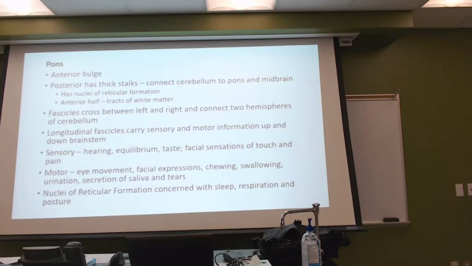Fascicles, if you remember, are bundles of fibers. In this case, a bundle of the axons. All right, is everybody with me on that? Fascicles cross between the left and the right sides of the brain. Longitudinal fibers will carry sensory information up, motor down. So sensory information will get to continue up, motor will get to continue down.